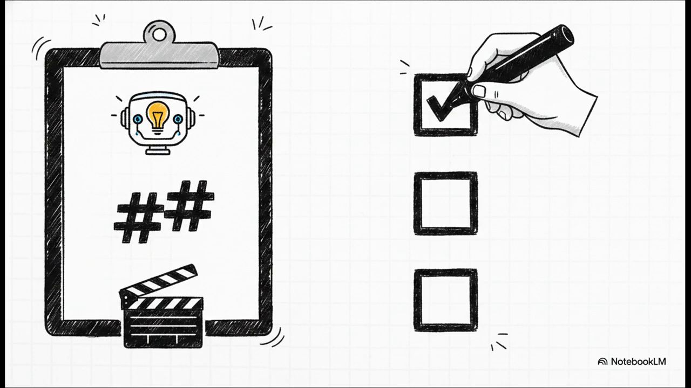Then always ensure you actually go into your YouTube Studio settings and select the correct category like entertainment or film and animation, rather than leaving it on a default setting that totally confuses the algorithm.